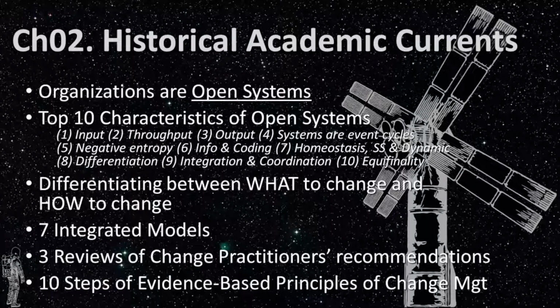What an organization decides to change is typically determined by what is happening in the external environment. This chapter identifies and describes 7 integrated models of organizational change, and then discusses 3 different reviews of practitioners' recommendations. After all that, this chapter identifies a 10-step process of evidence-based principles for change management.